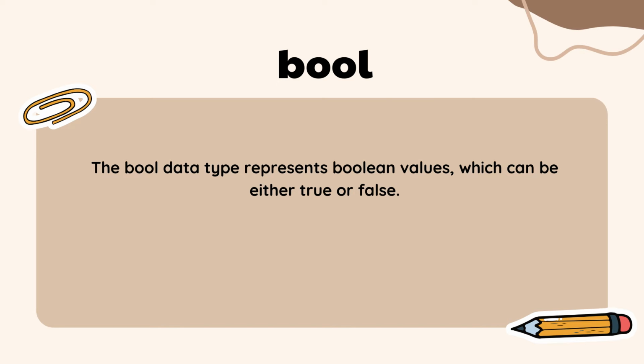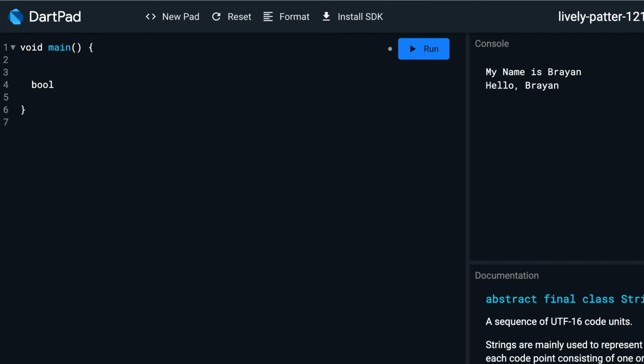The bool data type represents Boolean values, which can be either true or false. To work with the bool data type, follow these steps. Declare a Boolean variable using the bool keyword. Let's name the variable isSunny and set it to true.